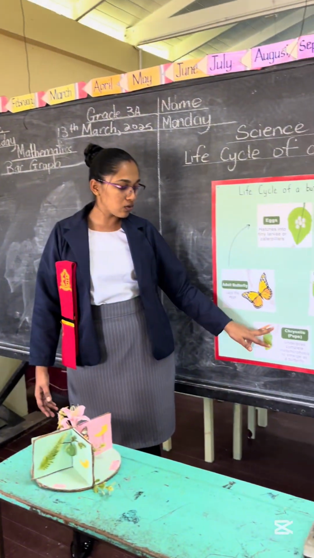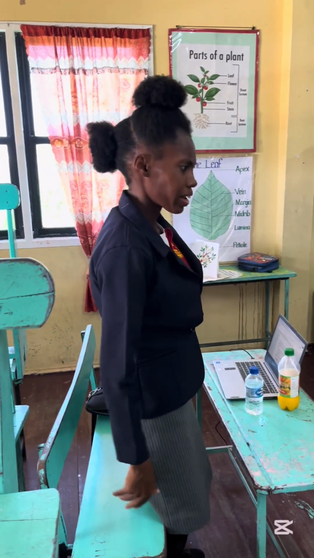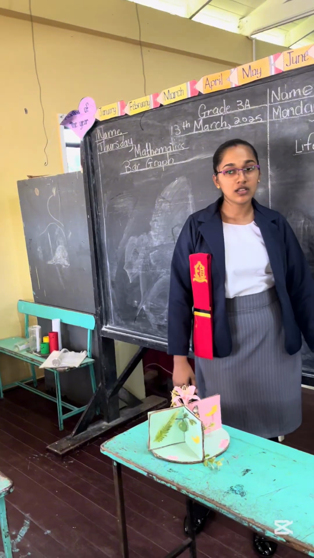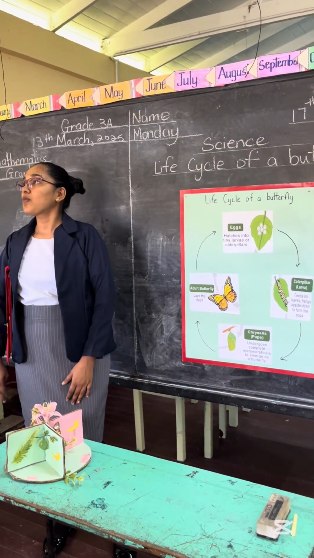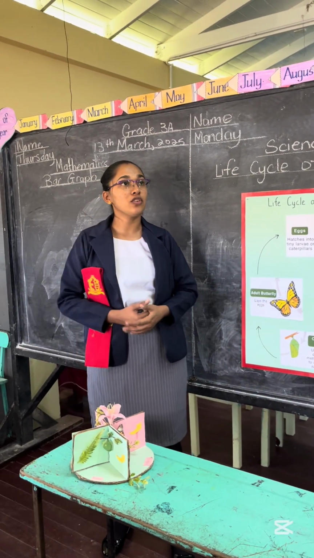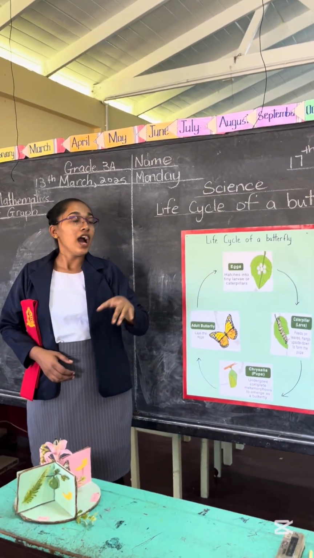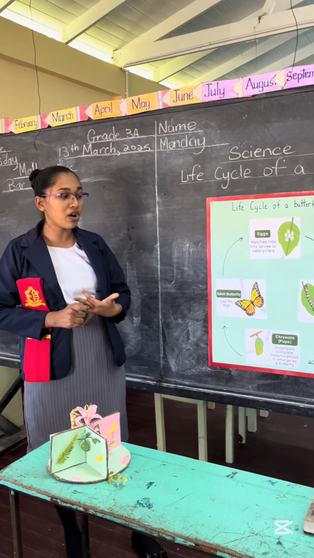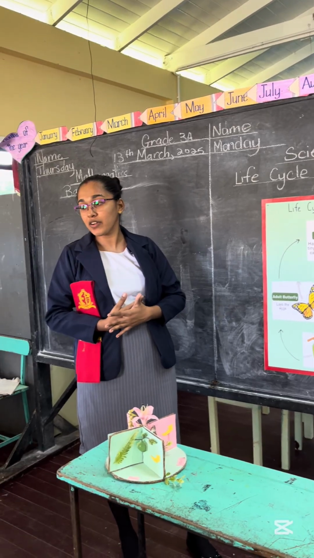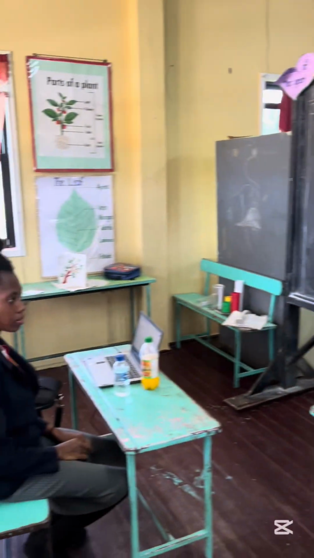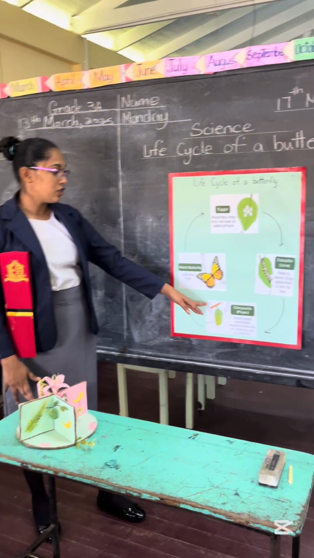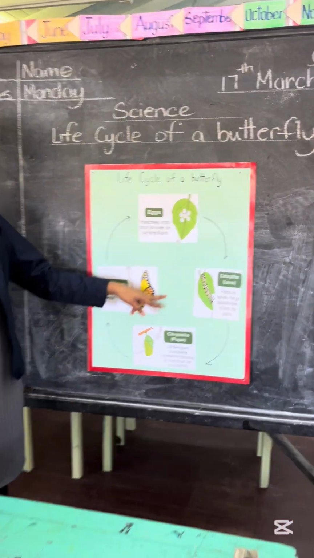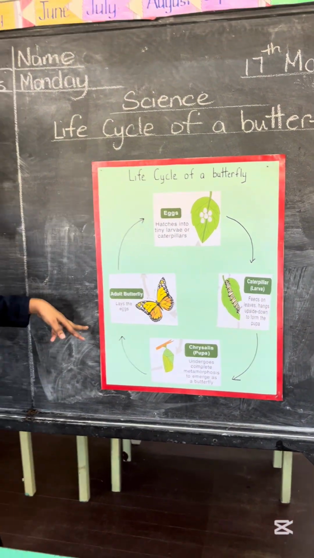Have you ever seen a cocoon before? Yes, miss, but I never knew the thing was named cocoon. Well, you learned that today, right? Good. Sometimes you must check in your homes on the roof, they may be hanging down from the ceiling, right? And so they have different colors. Some may be green, some may be brown. Like I said, it depends on the species, or the type of butterfly. Good. So the last stage here we have is the adult butterfly.